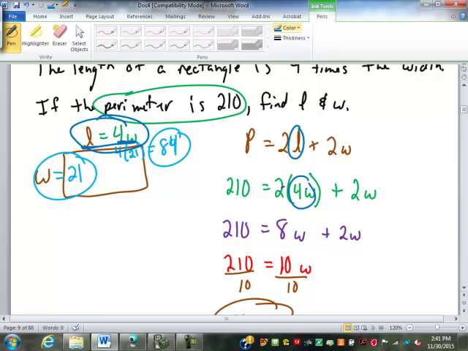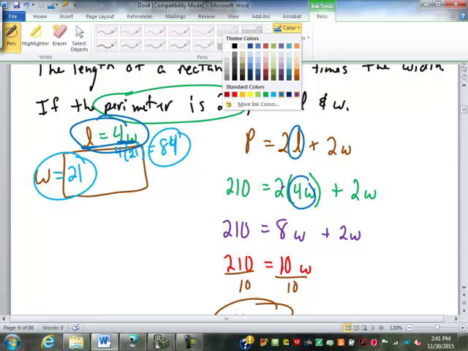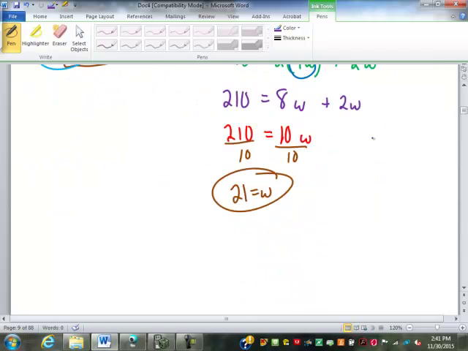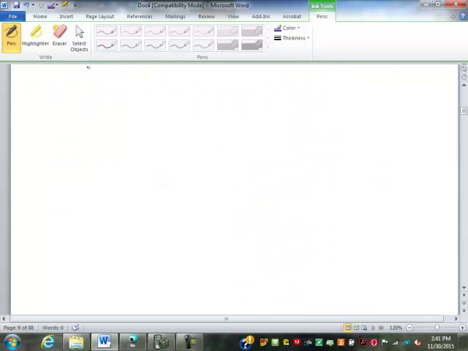So if it says 4 times or something like that, I should always put that in the parentheses? Yes. Okay. Because there are times when that will not work. Okay, I just wanted to make sure, because I did it slightly different. For example, like in this one.